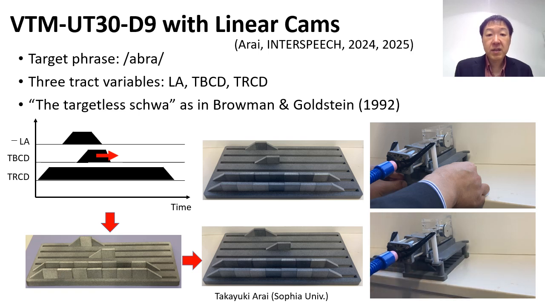Thus, we see this vocal tract model can demonstrate that a schwa was inserted between the B and R sounds in this utterance. We can further discuss the targetless schwa as in Browman and Goldstein 1992.